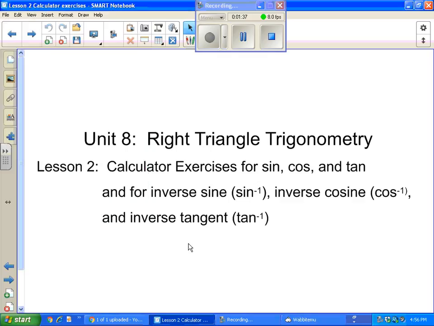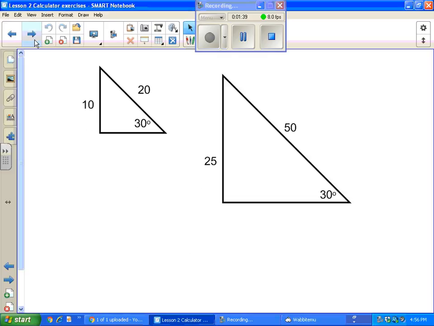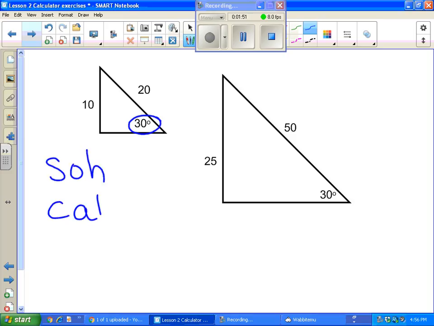All right, we're going to be doing some calculator exercises. Let's begin by talking about this one right here. We just learned about sine, cosine, and tangent. And we know that SOH, CAH, TOA is a way to remember sine, cosine, and tangent. Sine is opposite to hypotenuse, cosine is adjacent to hypotenuse, tangent is opposite to adjacent.